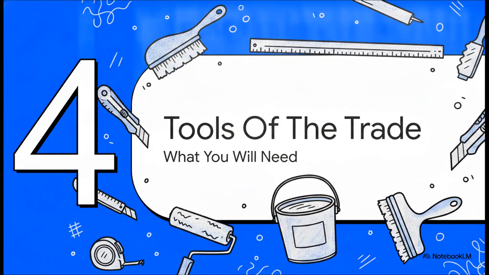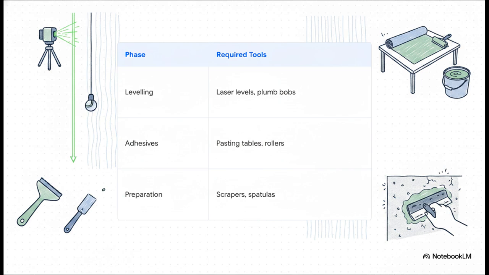Section 4. Tools of the Trade. It really helps to systematically group your tools by their function. So, your leveling tools, like your laser levels and plumb bobs, are absolutely vital because they keep your first drop perfectly straight. And if your first strip is off, the whole wall is off. Then you've got your pasting gear to get your adhesive ready, and of course your scrapers and spatulas, which are just essential for all that heavy groundwork.